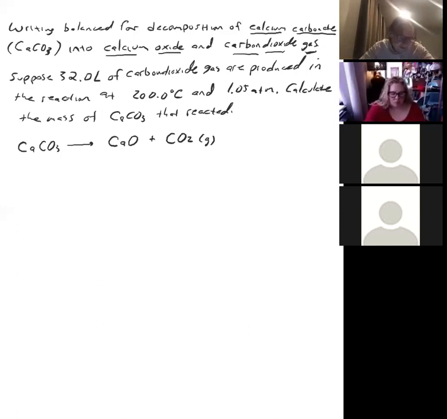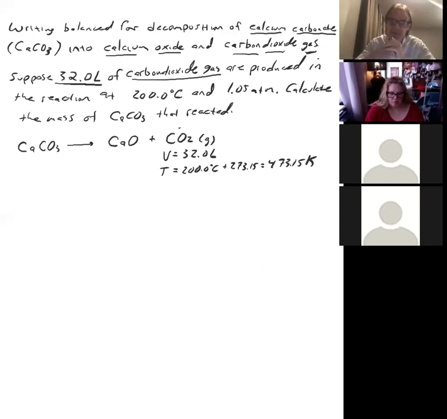So that's good. So it tells us that the carbon dioxide gas, so that's right here, has a volume, right? Liters is volume, so that's 32 liters. So we know the volume of the CO2 is 32.0 liters. They also tell us the temperature of that gas, 200 degrees C. So remember, if you add 273.15, you get the Kelvin. So that's 473.15 Kelvin.